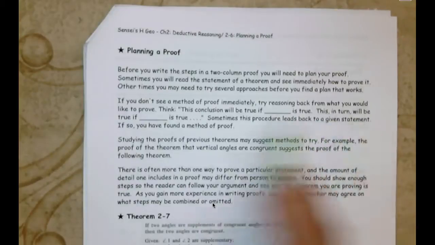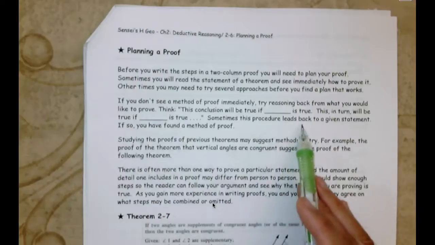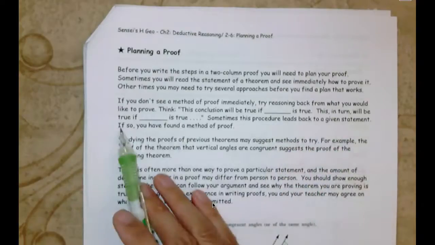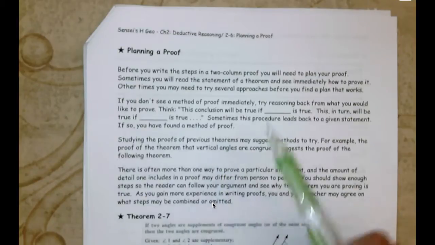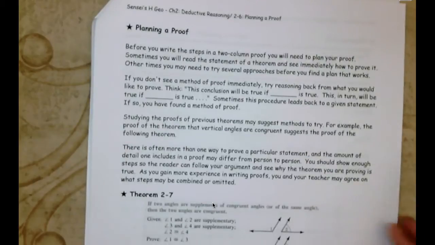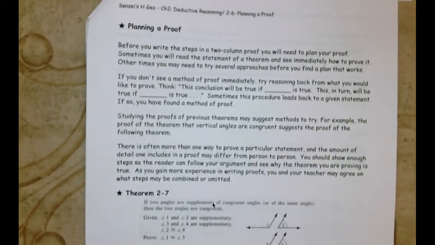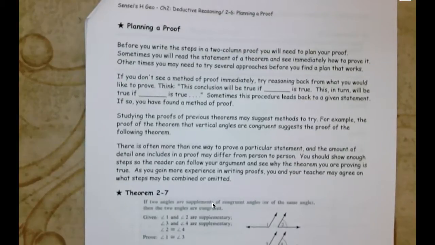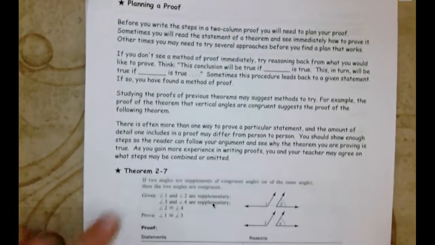If you don't see a method of proof immediately, try reasoning back from what you would like to prove. Think, this conclusion will be true if blank is true. This in turn will be true if blank is true. Sometimes this procedure leads back to a given statement. If so, you have found the method of proof. So if it doesn't work, then start from the prove, going back to given. Studying the proofs of previous theorems may suggest a method to try. For example, the proof of the theorem that vertical angles are congruent suggests the proof of the following theorem. Okay, so there's a new theorem here.